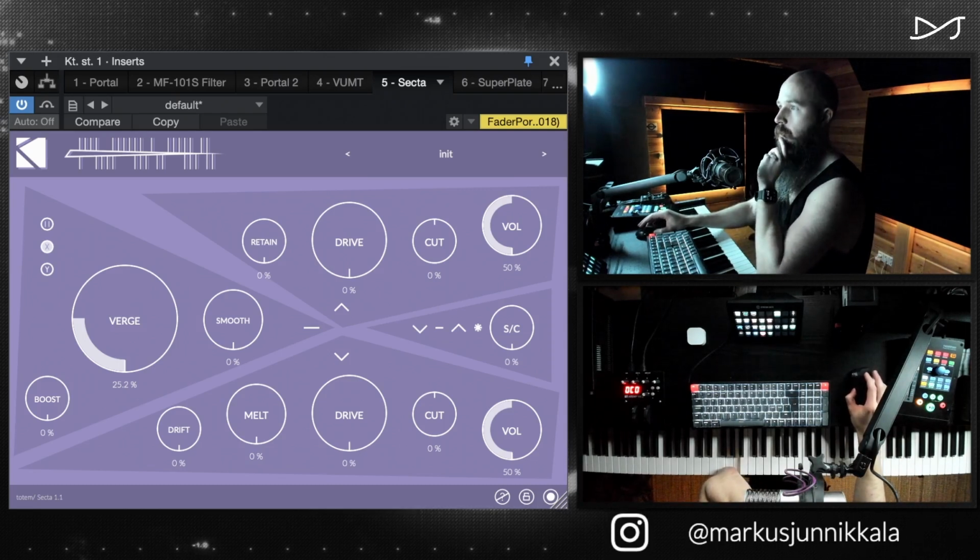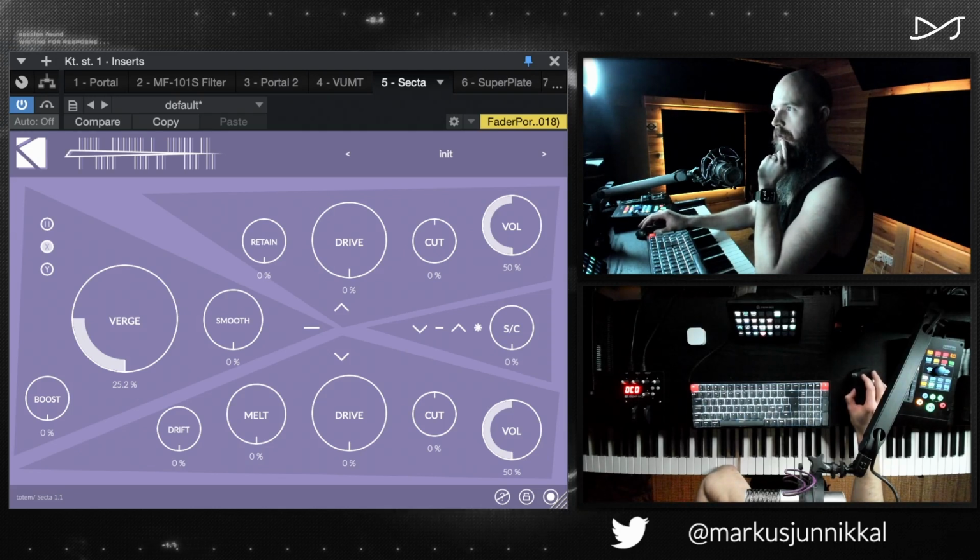Boost increases input, simple enough. Smoothen the envelope, makes sense. Retain: prolong envelopes fall by adding randomic bursts. Okay, that seems like a pretty central control for what I want to do. Drive above, add distortion, makes sense. Cut, filter out frequencies, okay, makes sense.